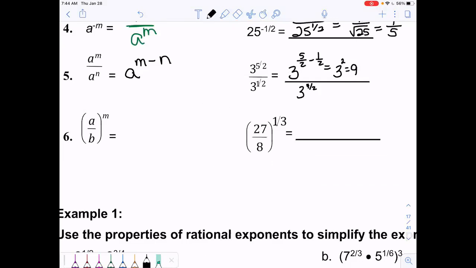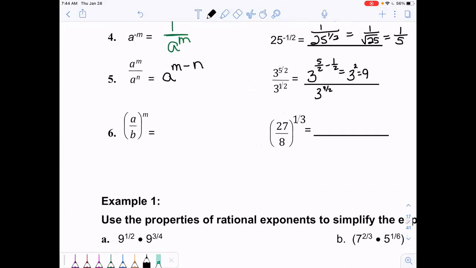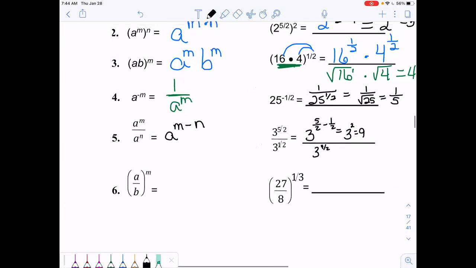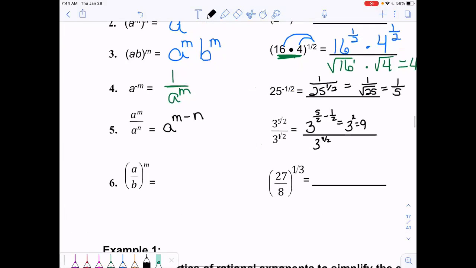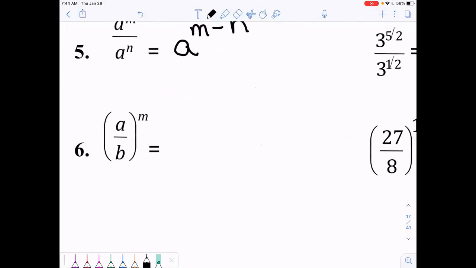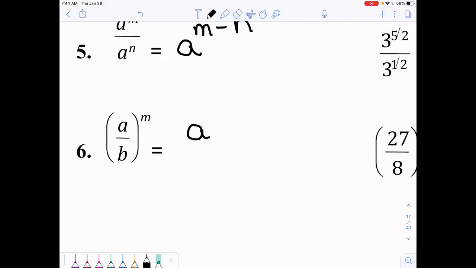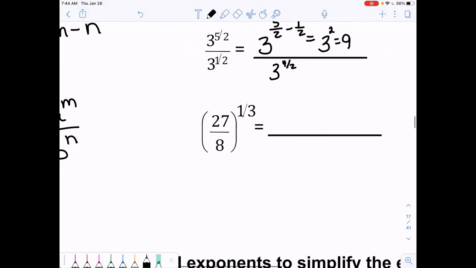And then the last property we have here, this is very similar to number 3, except this is the quotient with an exponent, the quotient of a power. So that power distributes to both parts of the quotient. A to the m divided by b to the n. So if we look at the example, 27/8 to the 1/3. Well, the 1/3 goes to the 27 and it goes to the 8.